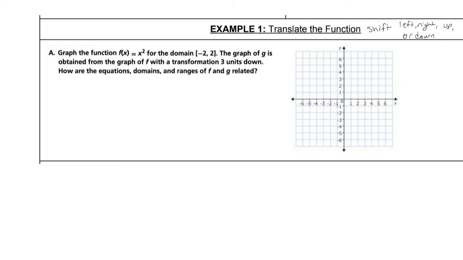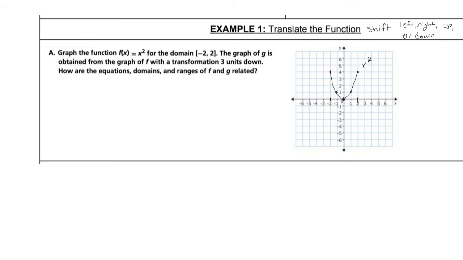Okay, so it says graph the function x squared for the domain -2 to 2. So we're only looking from -2 to 2. Our graph goes 0, 0, 1, 1, -1, 1, and then 2, 4, and -2, 4, because when you square 2 and -2, you still get 4. So there's our x squared function, in between -2 and 2.